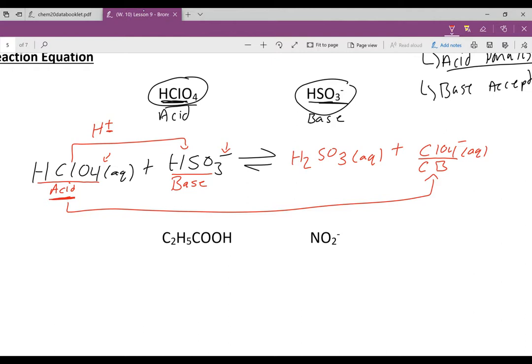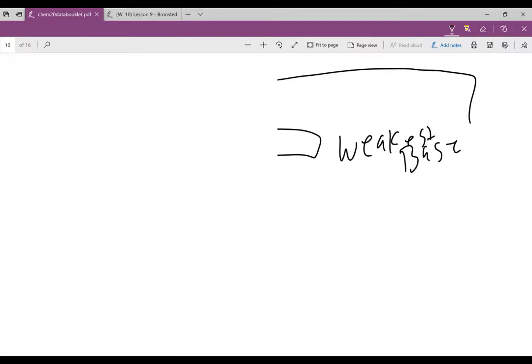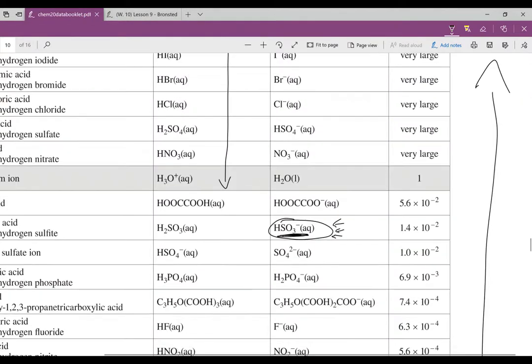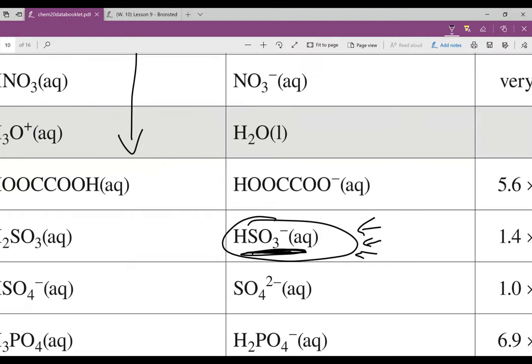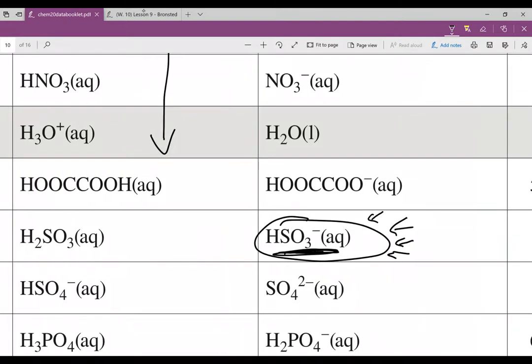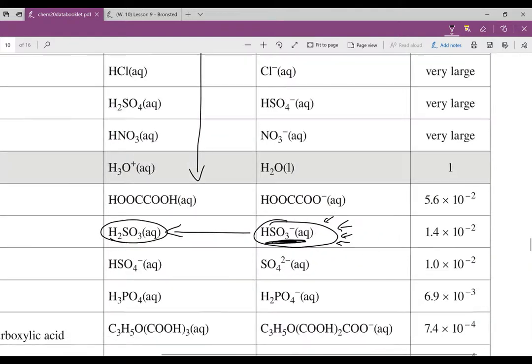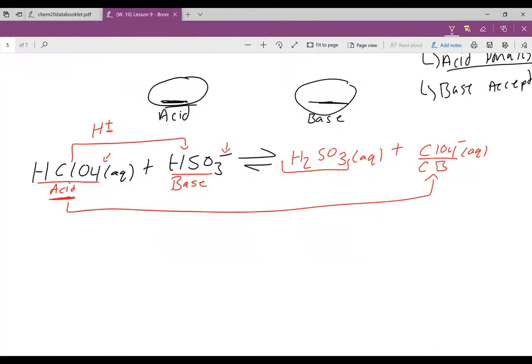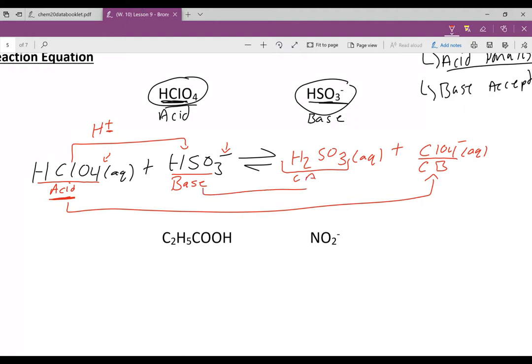And if we look at what HSO3 negative turned into, it turned into H2SO3. Well, if we look at H2SO3 in the data booklet, HSO3 negative acting as a base, its conjugate acid is now H2SO3. And we can see that these reactions can go back and forth, the reversal and the forward reaction. So this guy would be its conjugate acid pair. Okay, so now you've identified the conjugate acid base pairs. You've identified who's the acid, who's the base, who's giving up the protons.